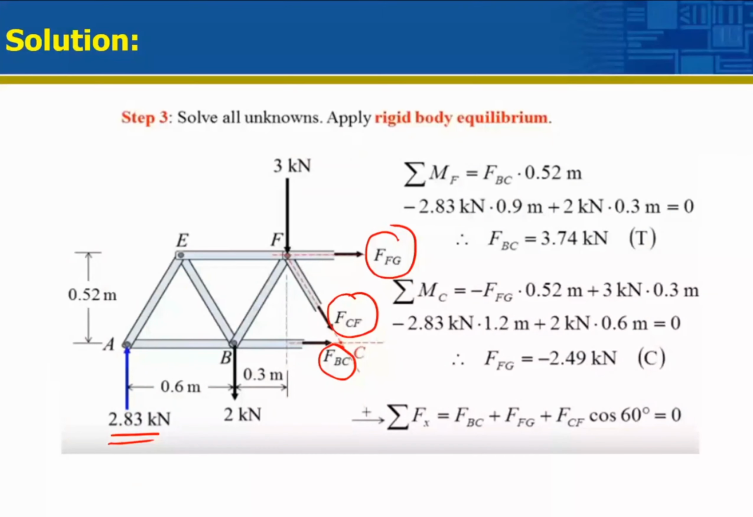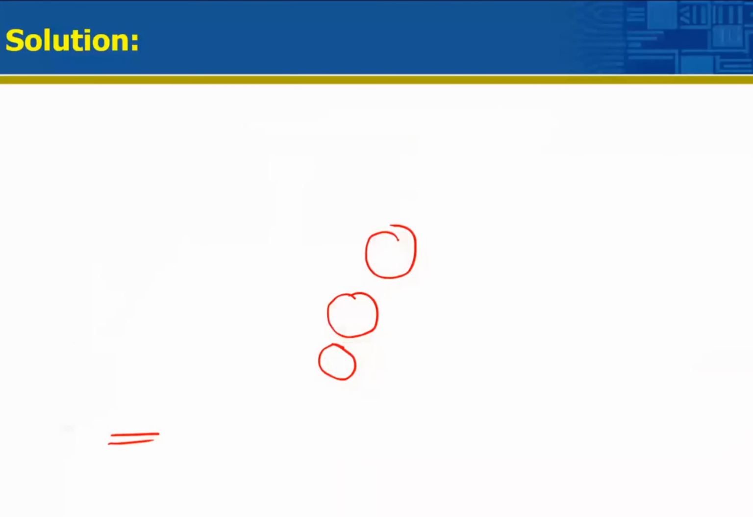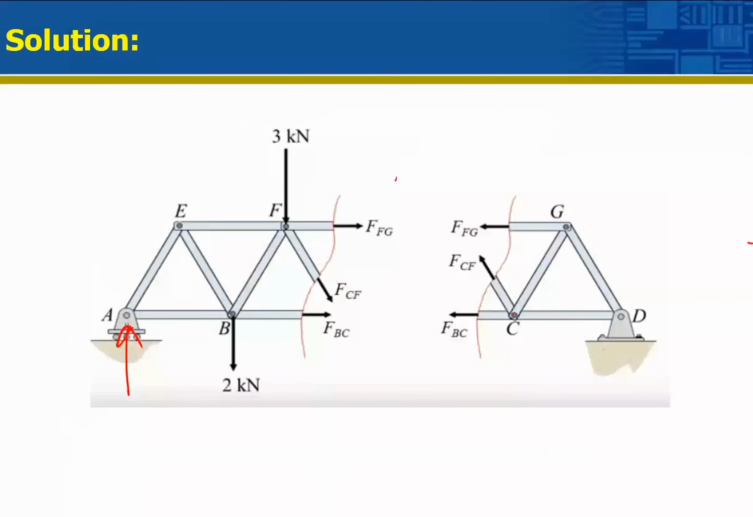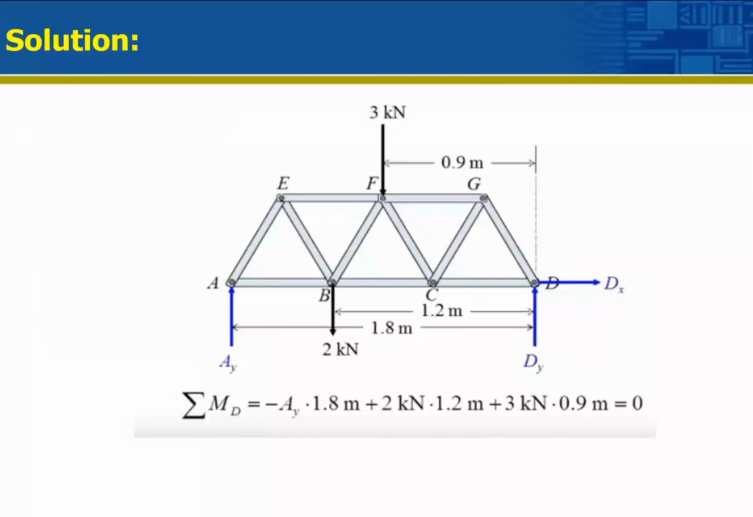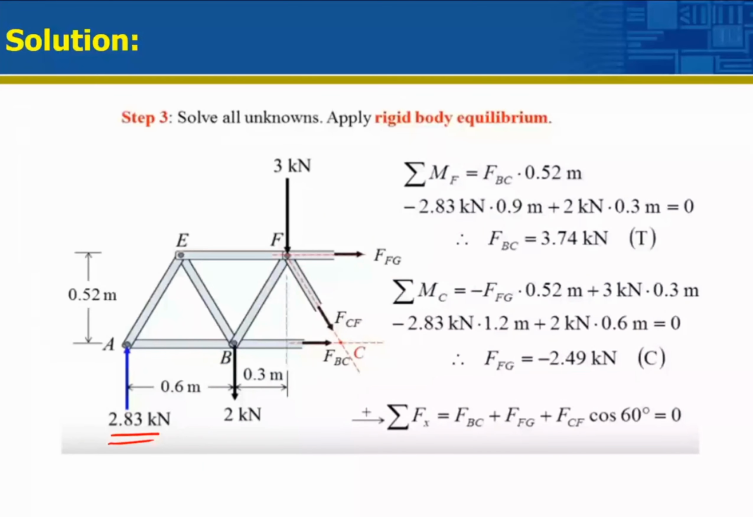One of the points being made here is about the technique of analysis. Take a moment at the intersection of the line of action of two unknown forces. That's the point where I want to make clear, if you look at this one, I've got this as this unknown. That's the point where they intersect. So I take moment at point C.